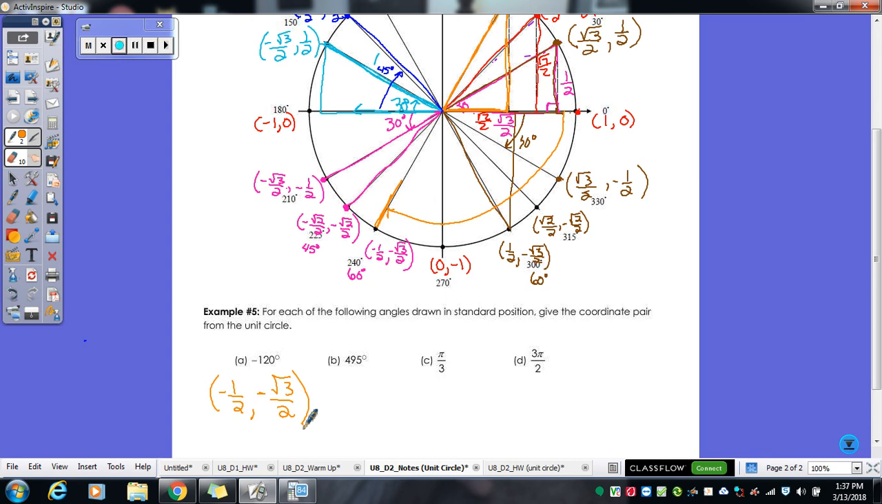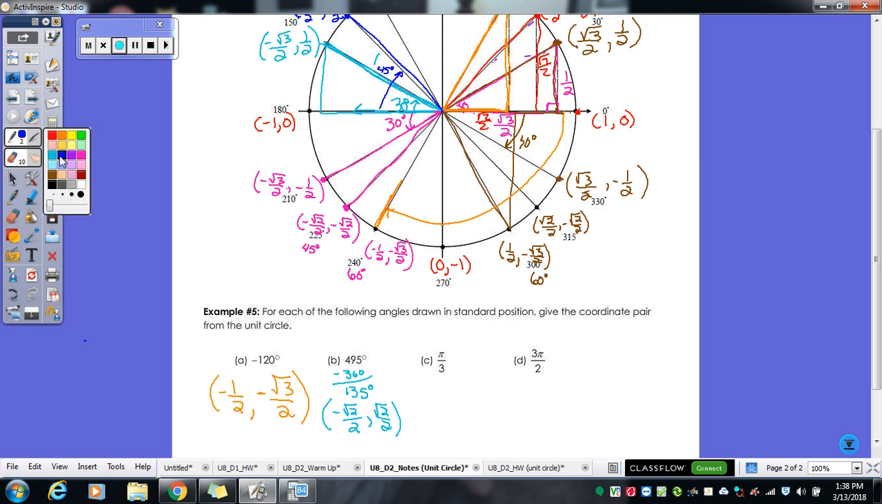For B, 495, first thing I'm going to do is subtract 360. So really I want to look at 135. What are the coordinates for 135? Look at your unit circle. So then the coordinates for 495 would be the same thing, negative radical 2 over 2, comma radical 2 over 2, because since it was larger than 360, it's going to go around one whole full time. And then I had to figure out where it was going to end.